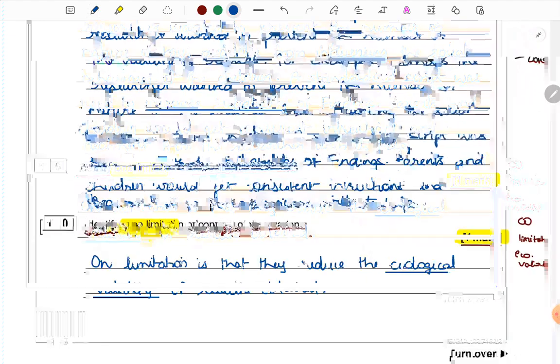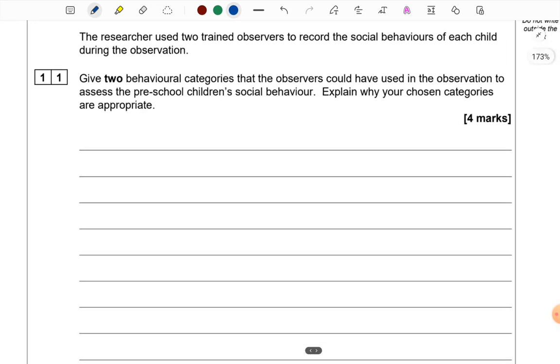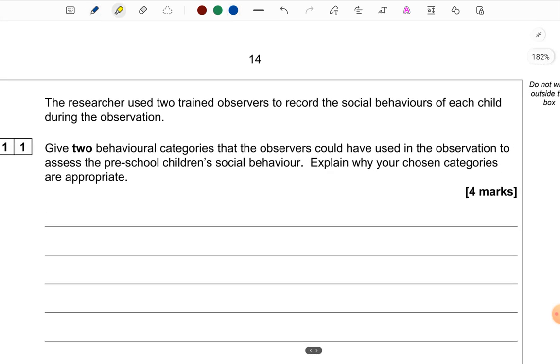Let's look at the next question, which is also from the same scenario. The researcher used two trained observers to record the social behaviors of each child during the observation. Give two behavioral categories that the observers could have used in the observation to assess preschool children's social behavior. Explain why your chosen categories are appropriate.